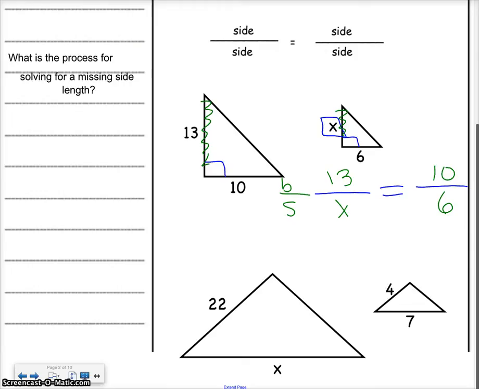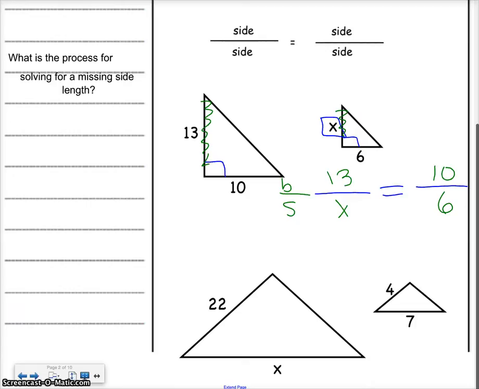13 is to x as 10 is to 6. Big is to small as big is to small. You have to just follow a pattern. You don't always have to do big is to small. You could have gone x is to 13 as 6 is to 10. It would work. Small is to big as small is to big.